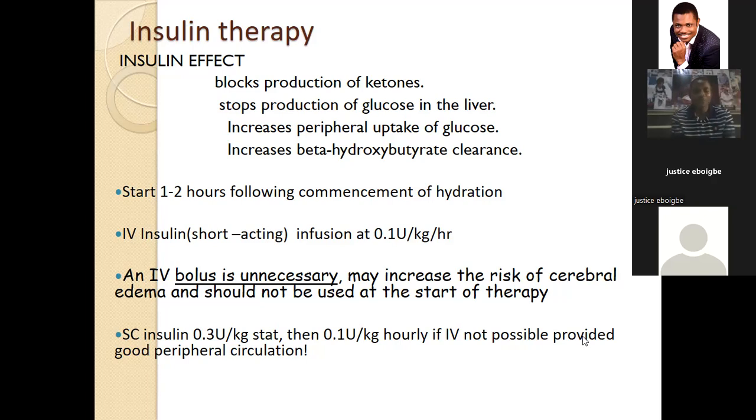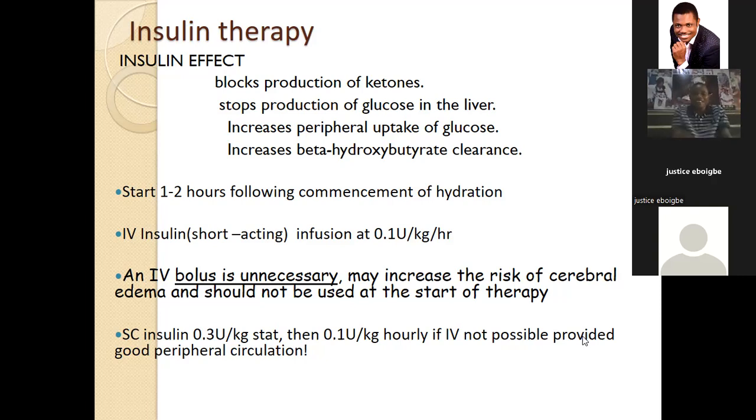Sorry, please, for some background noise. So the next thing we are going to do is calculate insulin. Remember, I told you that fluid is going on one hand, insulin infusion is running on the other hand. So for a patient whose weight is 25 kg, how much insulin will the patient need per hour? 0.1 times 25, which will give you what? 2.5 or 0.25? Yes, 2.5. 2.5 units per hour.